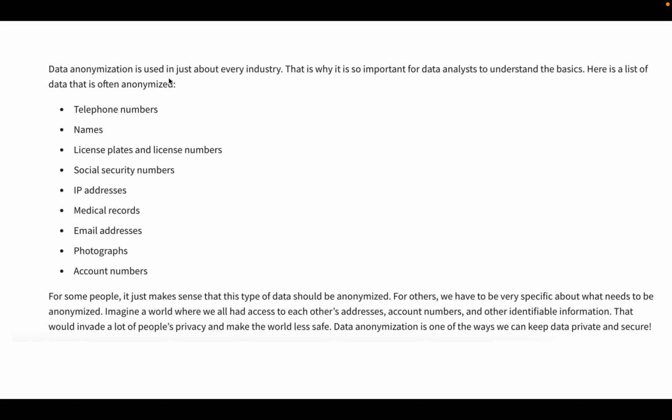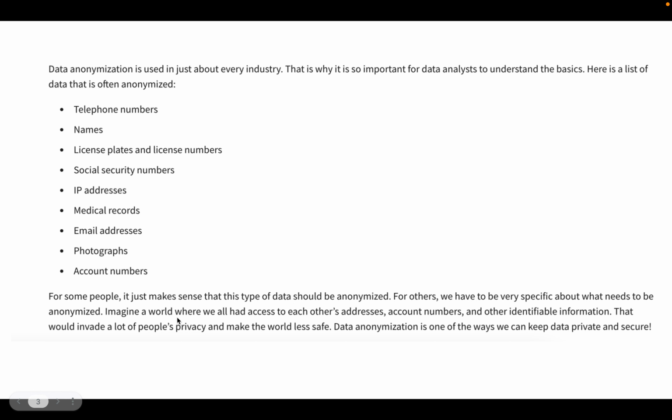Data anonymization is used in just about every industry. That's why it is so important for data analysts to understand the basics. Here is a list of data that's often anonymized. Telephone number, names, license plates and license numbers, the social security number, IP address, medical records, email address, photographs, account numbers. For some people, it just makes sense that this type of data should be anonymized, right? For others, we may have to be very specific about what needs to be anonymized.